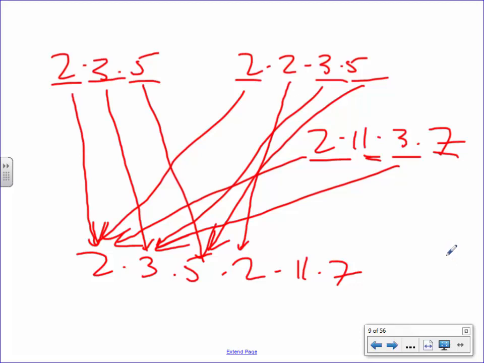I used to literally just write out a list and keep going until I found the first one that was the same, and then someone showed me this. I was like, that's way faster.